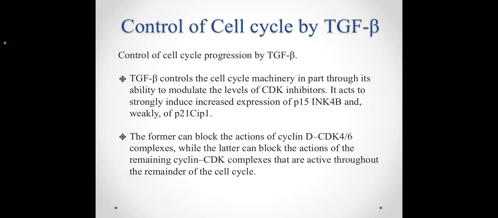Control of cell cycle progression by TGF-beta: TGF-beta controls the cell cycle machinery in part through its ability to modulate the levels of CDK inhibitors. It acts to strongly induce increased expression of P15 INK4B and weakly of P21 CIP1. The former can block the action of the cyclin D-CDK4/6 complexes, while the latter can block the actions of the remaining cyclin CDK complexes. It means to say P15 INK4B can only work in the G1 phase, and the remainder in the G2 and M phases. P21 CIP1 can apply the brakes to the cell cycle.